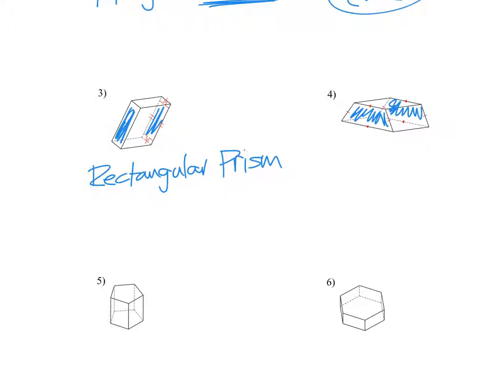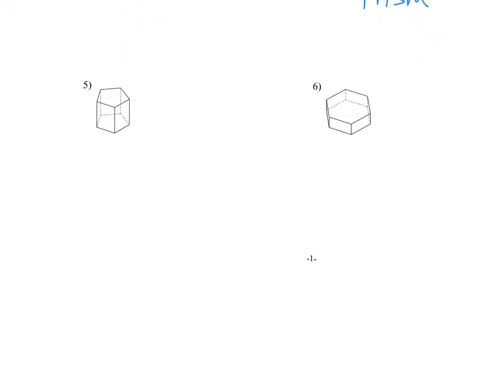These are kind of weird looking shapes, and we'll do a lesson later on where we'll talk about this type of quadrilateral, but this is called a trapezoidal prism. Okay, number 5. So there's my base. Here's the base. If I look, that has 1, 2, 3, 4, 5 sides. So that's called a pentagonal prism.